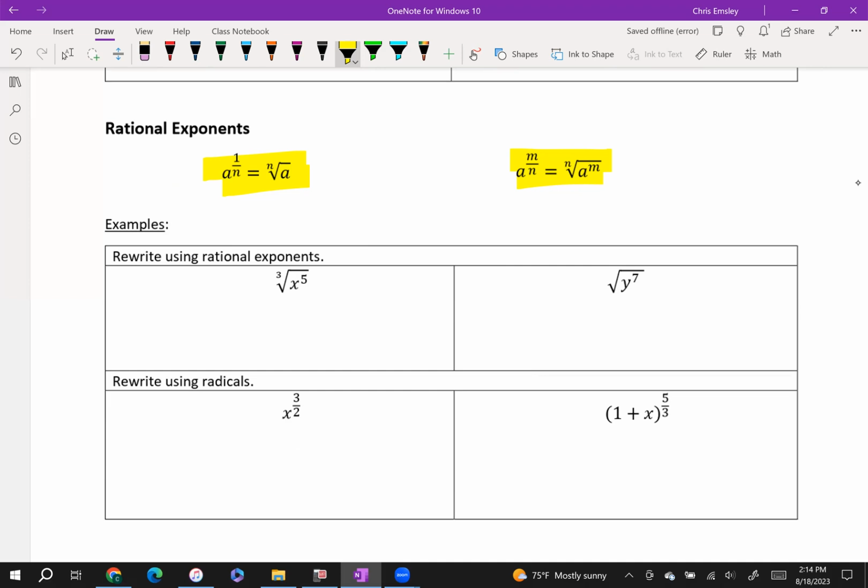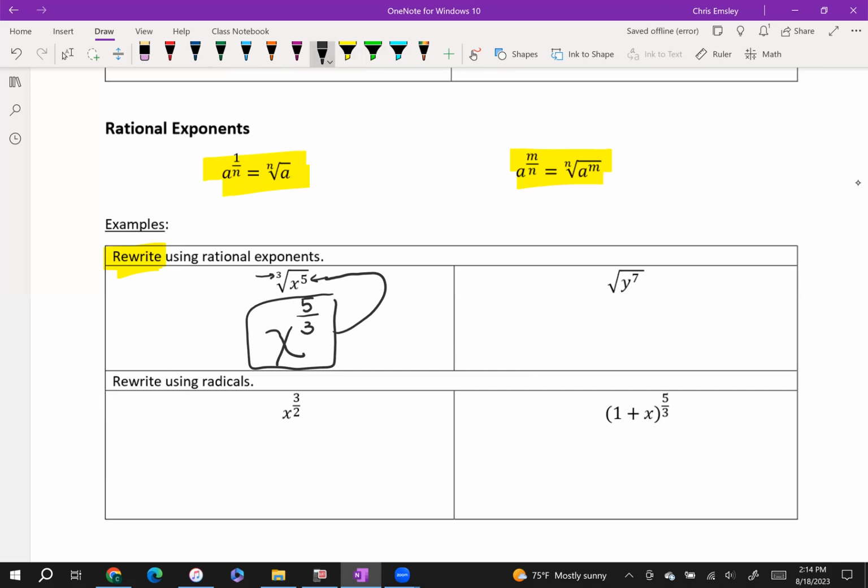So when we are asked just to rewrite here, we're not doing any math, we're not doing anything complicated. The exponent, which is the 5, is going to become the top of my fraction exponent. And the index, the 3, is going to become the bottom. This is equivalent to that radical.